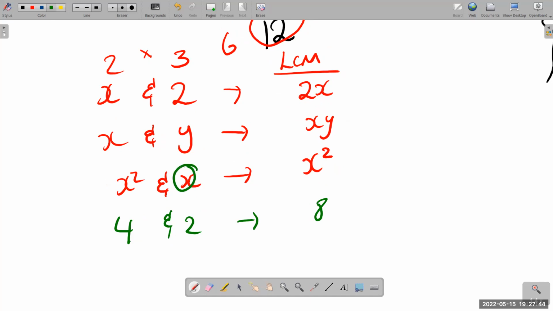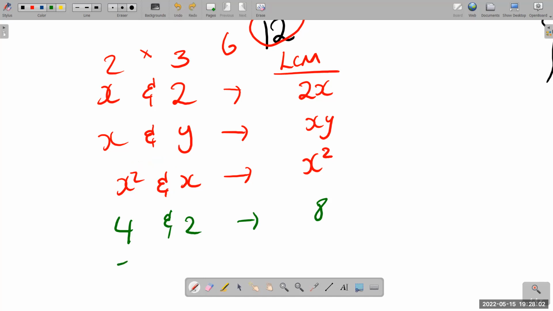Isn't x inside of x squared? You see the difference now? You see the point I'm trying to make? Hello? This is the skill that's important.